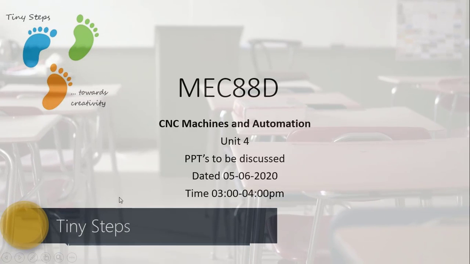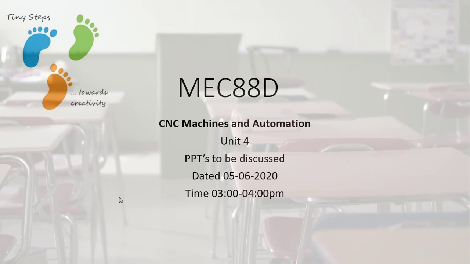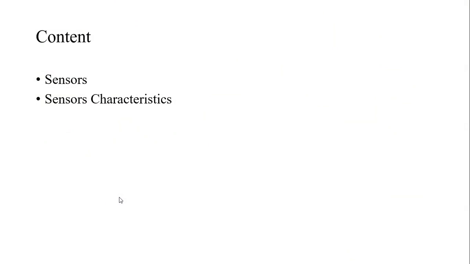We have started unit number 4 and we have discussed some of the system devices. Today we are going to discuss a very important topic related to the CNC machine: the sensors, which are the heart of the CNC machine, without which a machine is nothing. It would be your conventional or simple machine. The sensors are the only thing which differentiate between your conventional machine and a CNC machine.